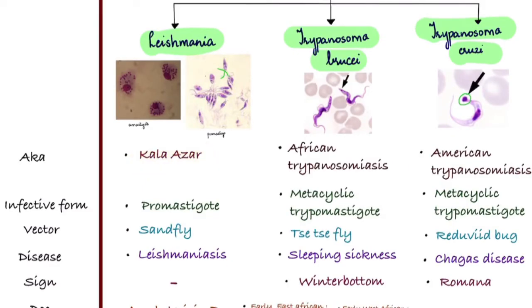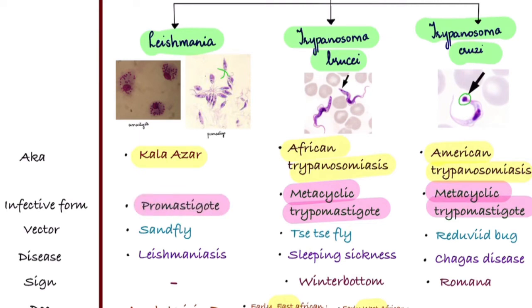The other name of Leishmaniasis is Kala-Azar. Of Trypanosoma brucei is African trypanosomiasis. There are two types of African trypanosomiasis: East African and West African. And Trypanosoma cruzi is also called as American trypanosomiasis. The infective form of both the Trypanosoma brucei as well as cruzi is metacyclic trypomastigote, but of Leishmania is promastigote.